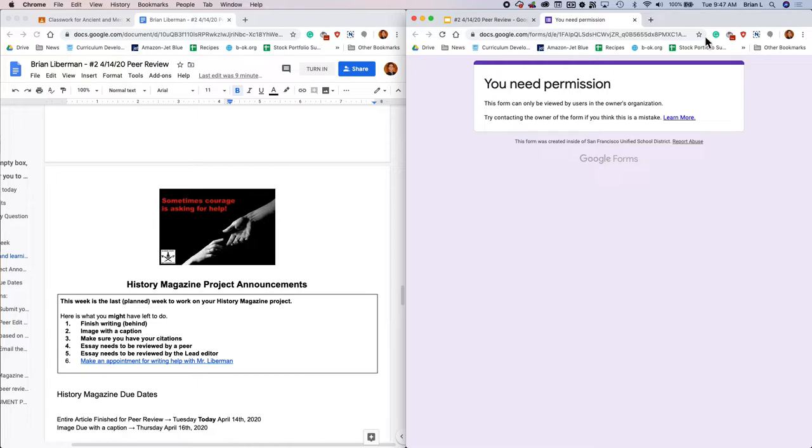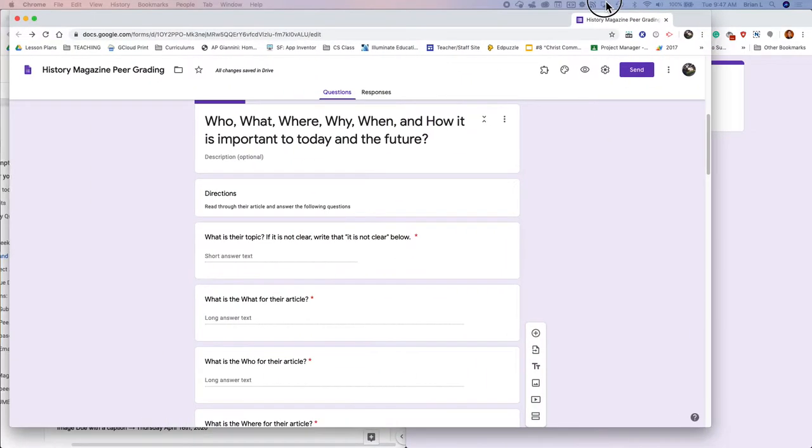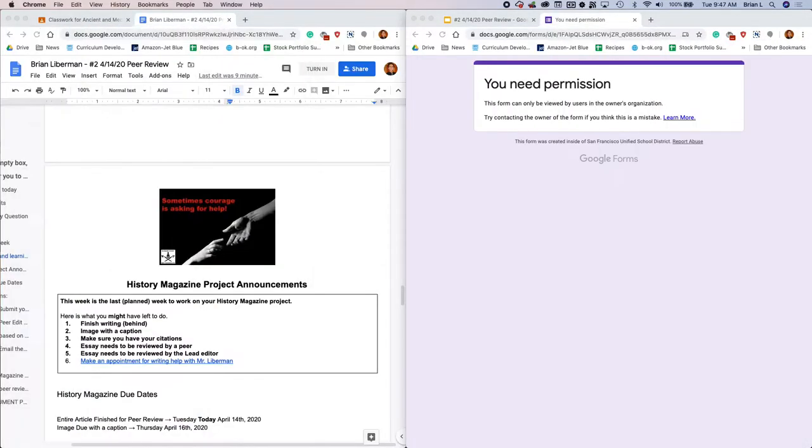I need permission, right? This is the problem. I'm in my Lieberman CS account, which is a Gmail account, and what you need to do is use your SFUSD account. So let me show you what it looks like on my SFUSD account. That's the peer grading here.